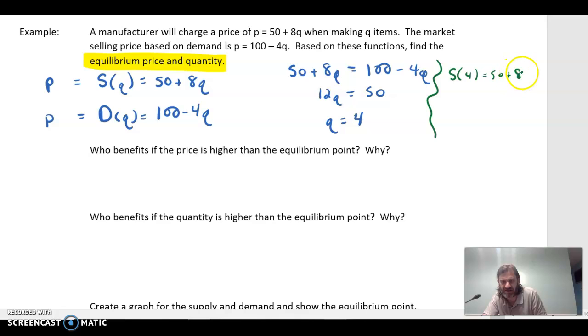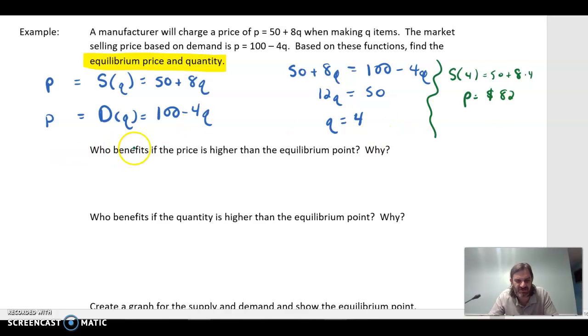50 plus 8 times 4. So that'd be 50 plus 32, so that looks like the price would be about $82. So at $82 you can sell 4 of them. That kind of meets the demand and the supplier. And like I said, we rounded that off to a whole number, so it's not exactly perfect, so we might want a more realistic problem.